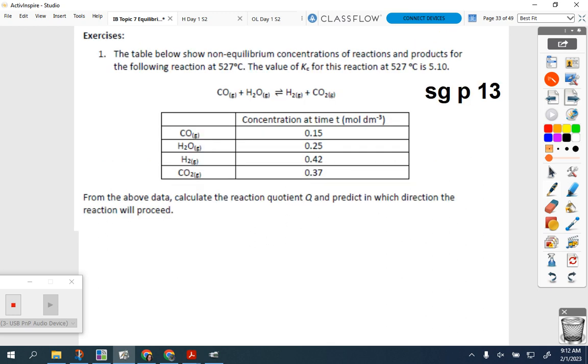But I want to now go to the exercise on page 13. So again, it tells you have non-equilibrium concentrations, and you're given Kc for the reaction at that temperature. So go ahead and calculate Q and figure out which direction the reaction will proceed. So basically the same thing you just did.